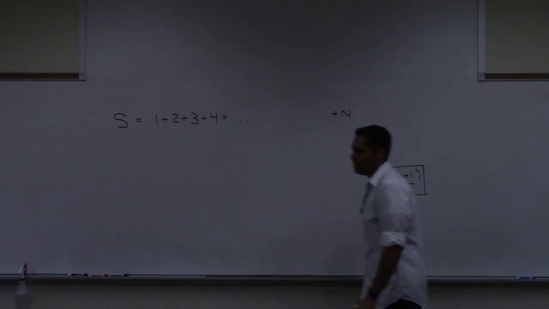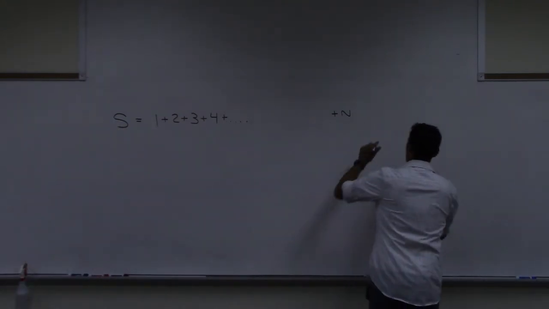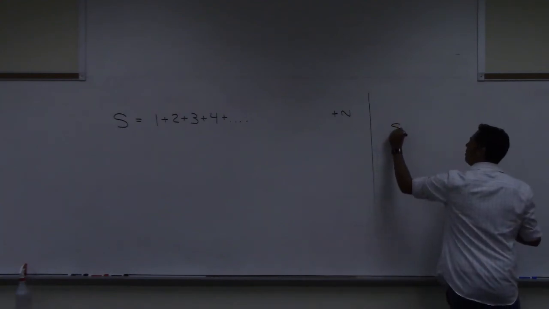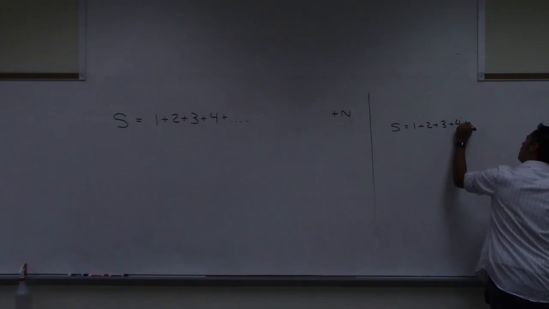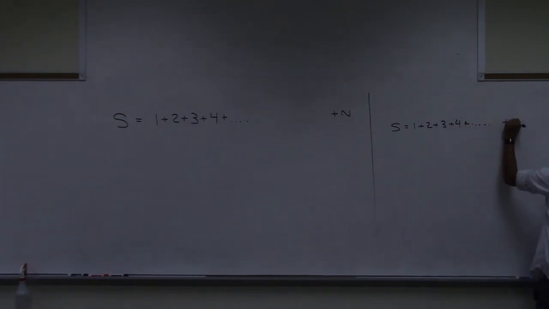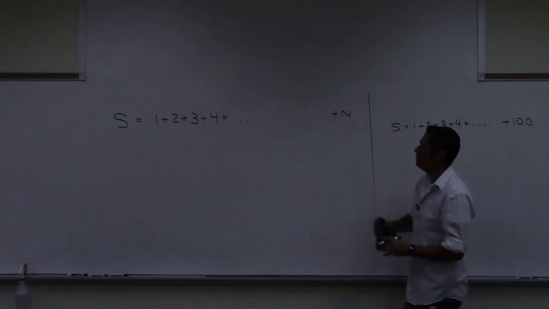And to kind of help guide you in this, I'm going to give you an example on the side here: 1, 2, 3, 4. Let's say we go to 100. So this is a specific example. This is a general example, stopping at n.